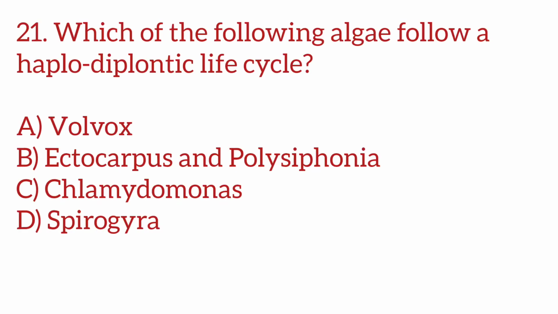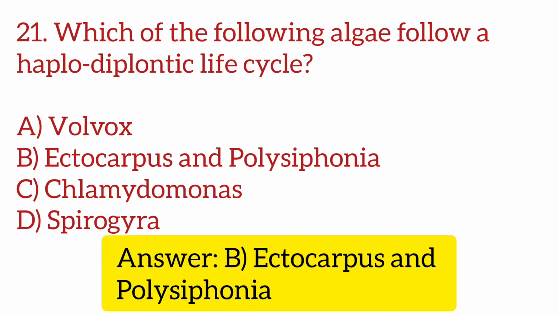21. Which of the following algae follow a haplodiplontic life cycle? A. Volvox. B. Ectocarpus and Polysiphonia. C. Chlamydomonas. D. Spirogyra. Answer: B. Ectocarpus and Polysiphonia.